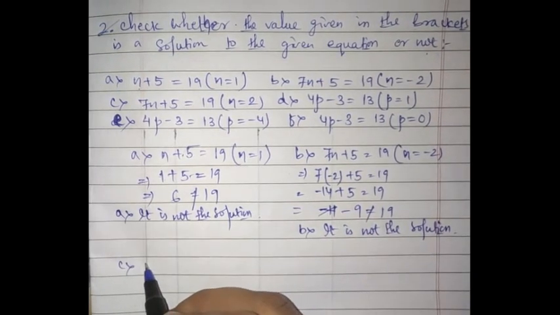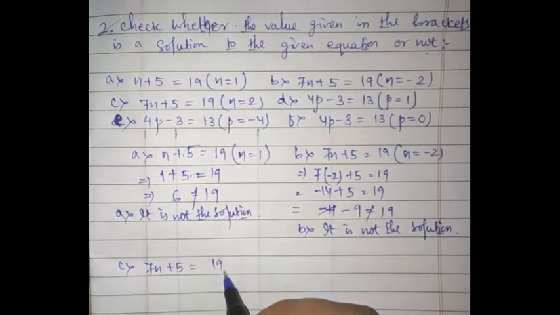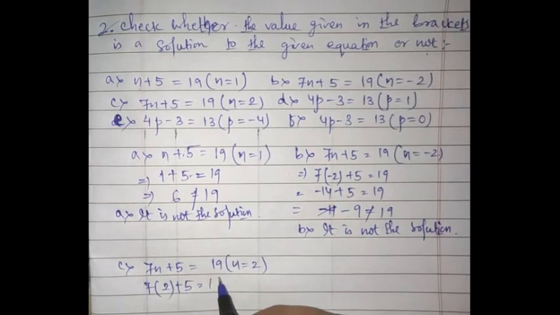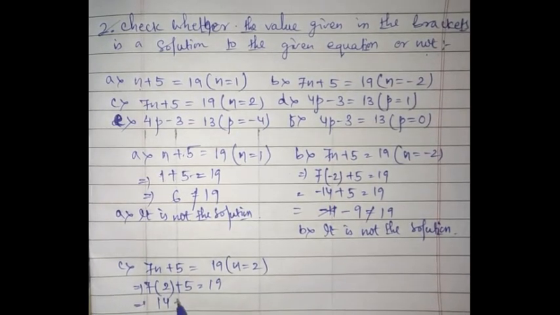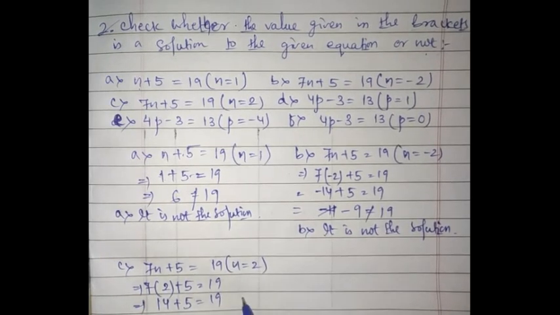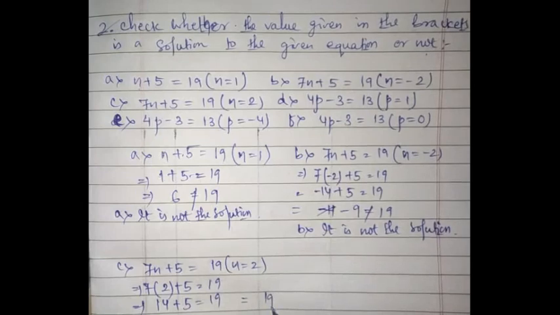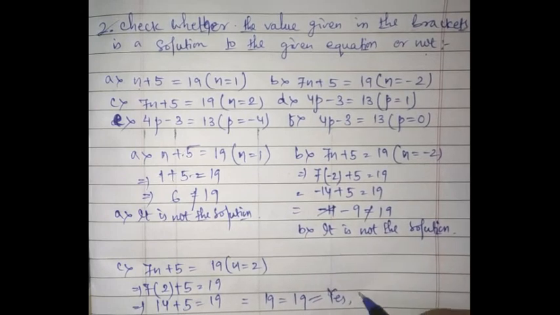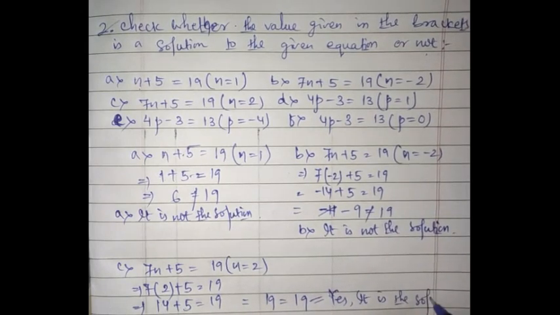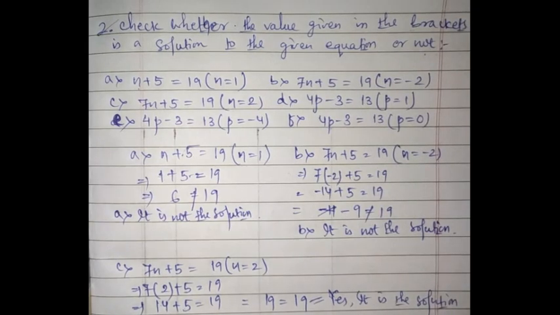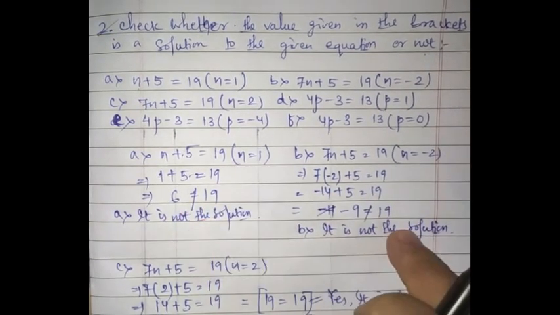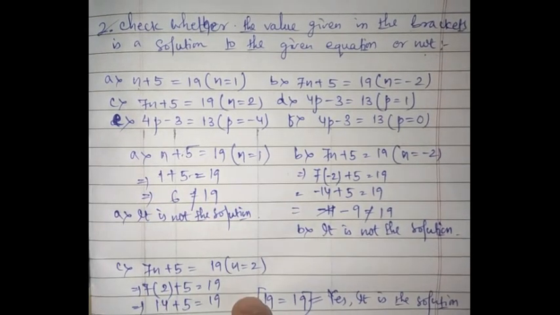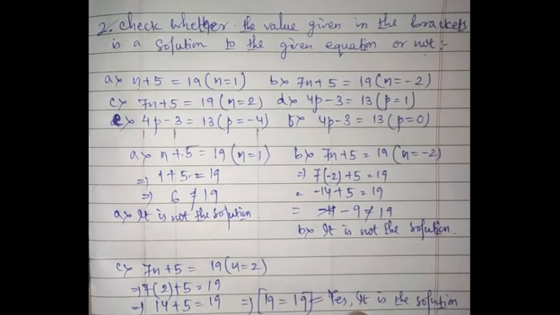Similarly, number C we have 7n plus 5 is equal to 19, in which n value is 2. So put the value of n, 7n plus 5 is equal to 19. 7 twos are 14, plus 5. So when you solve this, what you'll get, 14 plus 5 is 19, is equal to 19. So it is equal, right? So yes, we can write, yes, it is the solution. Alright, I hope you have understood now how to do it, right? In the earlier case, we did not find the solution because right hand side and left hand side were not equal. But in this case, the right hand side and the left hand side are equal. So we are going to say yes, it is the solution.